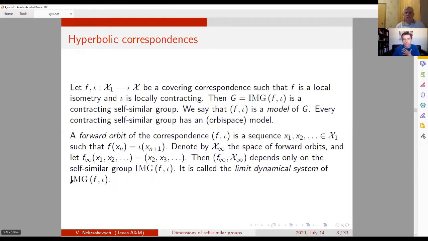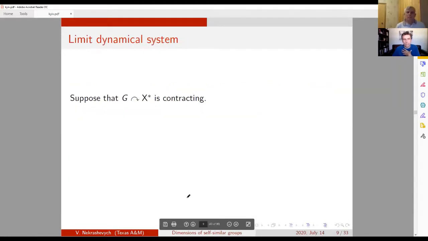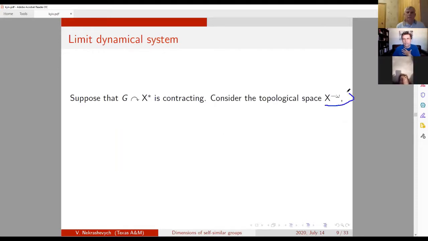And it's called the limit dynamical system of this iterated monodromy. So here's a synthetic way of constructing it. Suppose you have a contracting action. Consider the space of left infinite sequences. So sequences over the same alphabet but infinite to the left.